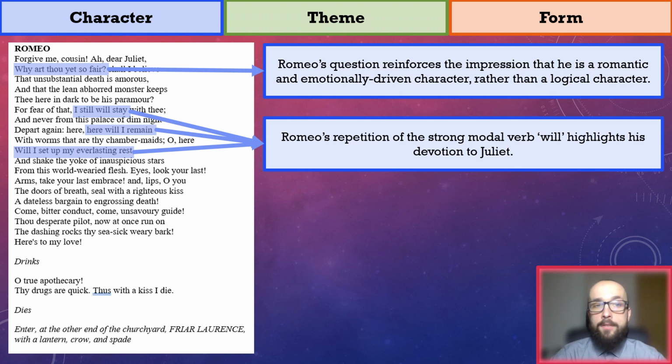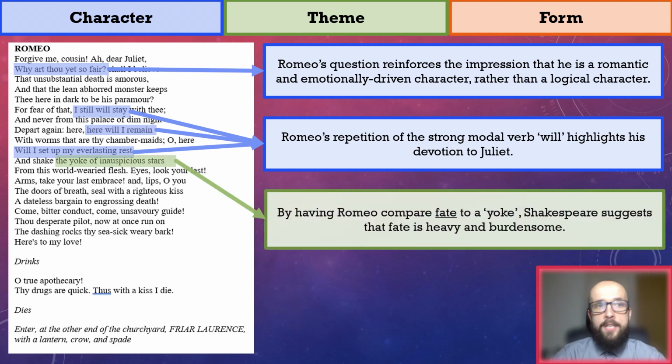Romeo's reference to inauspicious stars grabs my attention. By saying that he wishes to shake the yoke of inauspicious stars, Shakespeare suggests that fate is heavy and burdensome, given that a yoke is a wooden structure attached to beasts of labour so that they may pull ploughs, carts or other heavy objects.